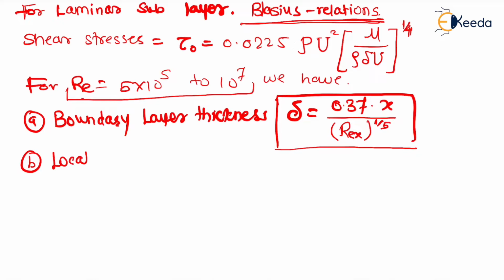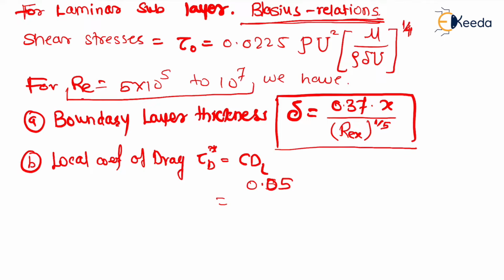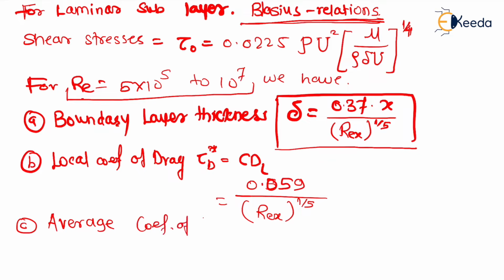We have a second result obtained as the local coefficient of drag. We have defined it as CD star or CDL, that is equal to 0.059 divided by Rex to the power 1 upon 5. And the third relation is about the average coefficient of drag. We will denote it by the symbol CD average, CDA, that is equal to 0.074 upon Re for length L to the power 1 by 5.